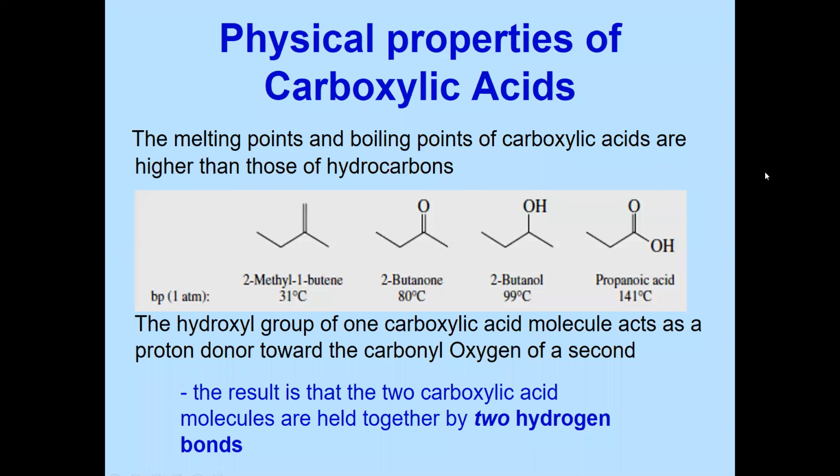Physical properties of carboxylic acids. The melting points and boiling points of carboxylic acids are higher than those of hydrocarbons. The hydroxyl group of one carboxylic acid molecule acts as a proton donor towards the carbonyl oxygen of a second. The result is that the two carboxylic acid molecules are held together by two hydrogen bonds.